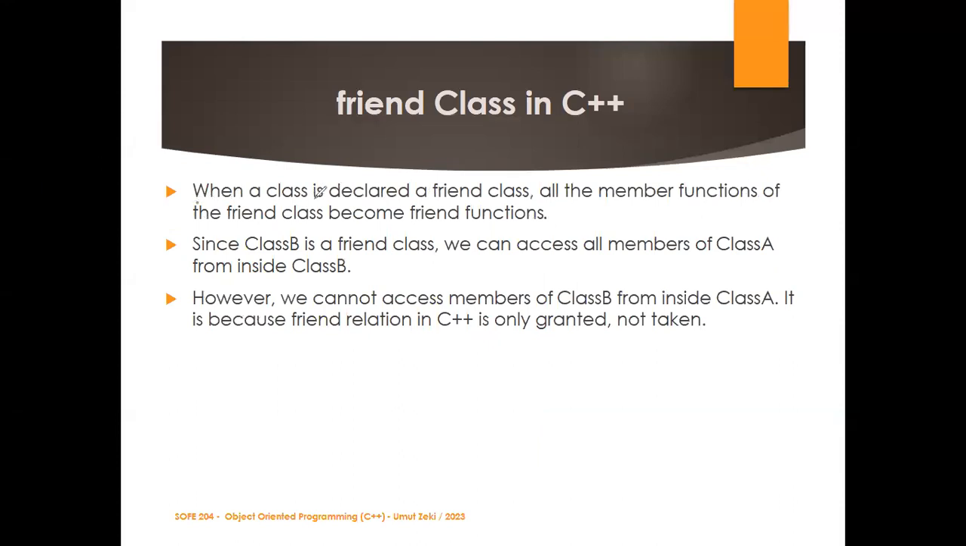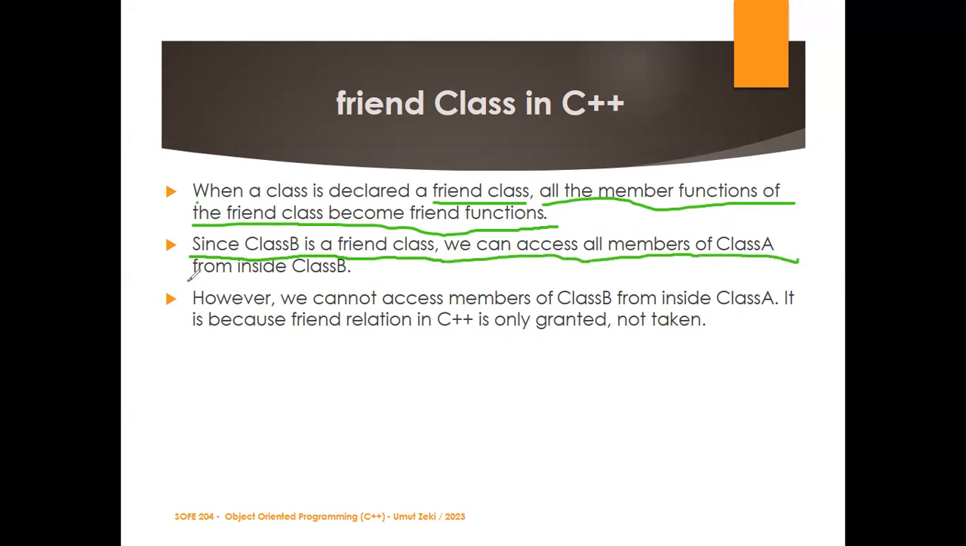When a class is declared a friend class, all the member functions of the friend class become friend functions. So all member functions are becoming friend functions, and they are working like friend functions. Since class B is a friend class, we can access all members of class A from inside class B.